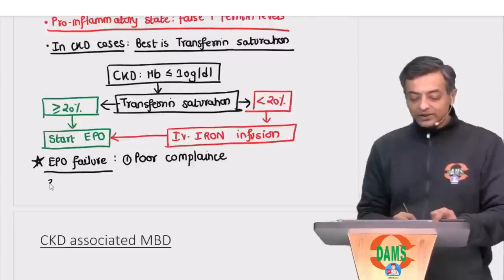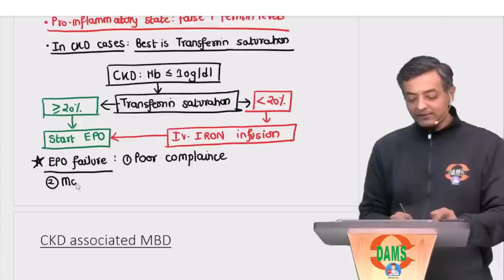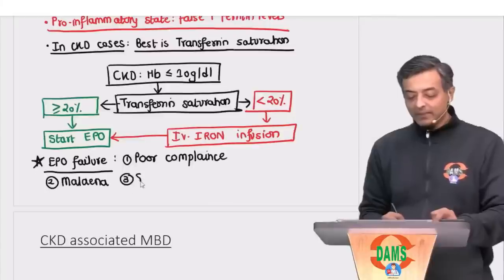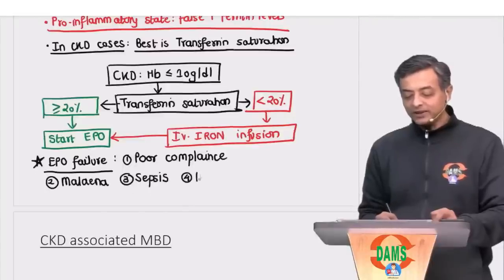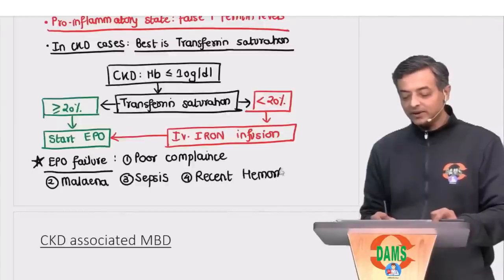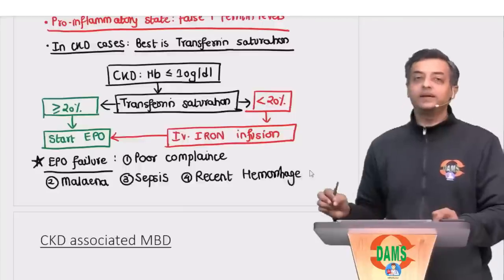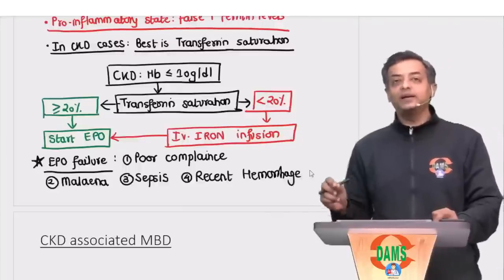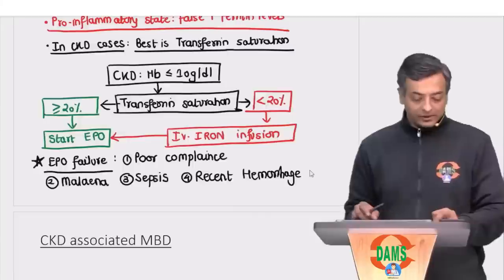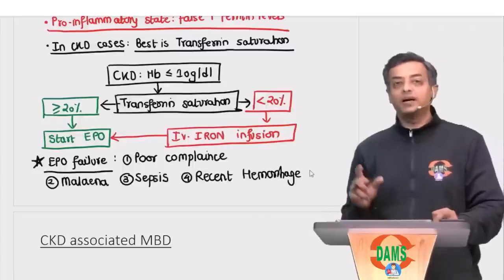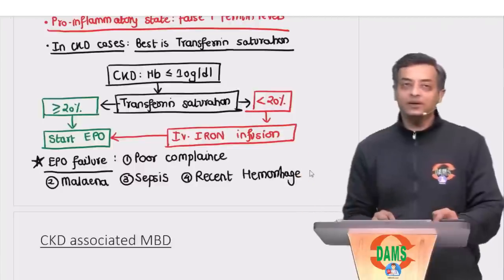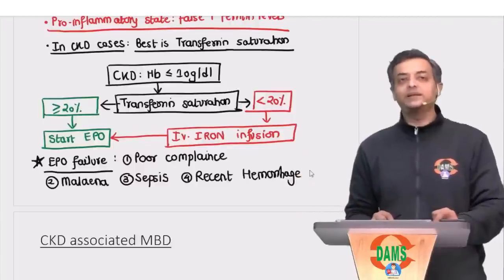But if you ensure compliance, then it is possible that the patient is having ongoing GI loss in the form of melena, the patient is having occult sepsis, or the patient has got a recent hemorrhage. These can be the causes of erythropoietin failure. So, important points about anemia in renal disorder. Important MCQ, take this forward.